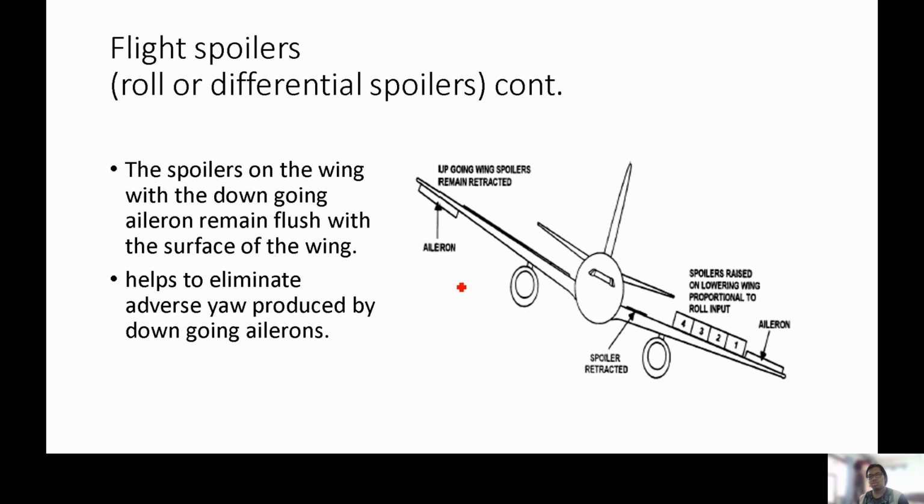So as you can see, adverse yaw happens when this wing produces more drag than the other side, the wing with the outgoing aileron. So the aircraft yaws to that side. The spoilers help by increasing the drag on the other side and eliminating the adverse yaw. The spoilers on the wing with the downgoing aileron remain flush with the surface of the wing. So this is the downgoing aileron, and as you can see, the spoilers are flush.